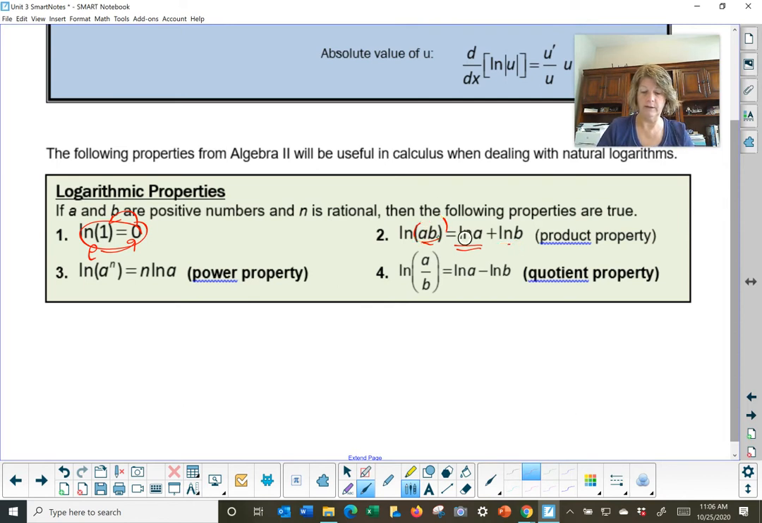So just to remember, if I have the natural log of 2 things multiplied, it's going to give me the natural log of a plus the natural log of b. What if they were dividing?